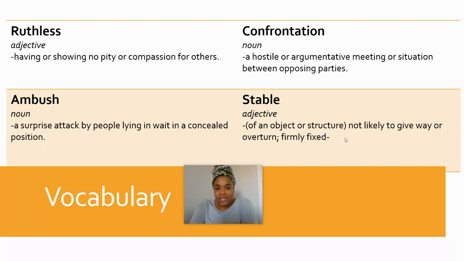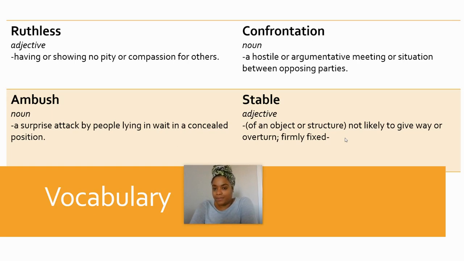The word is ambush. The next word is confrontation. What word? Confrontation is a noun. It means a hostile or argumentative meeting or situation between opposing parties. The word is confrontation. What word? Our next word is stable. What word? Stable is an adjective. It means of an object or structure not likely to give way or overturn. It's firmly fixed. That word is stable.